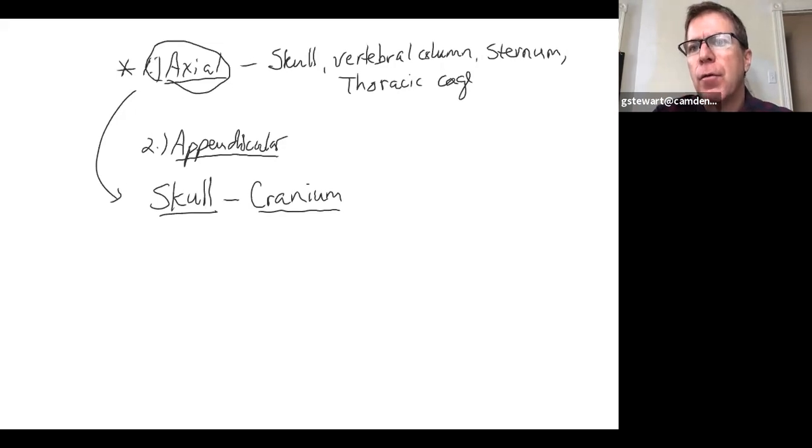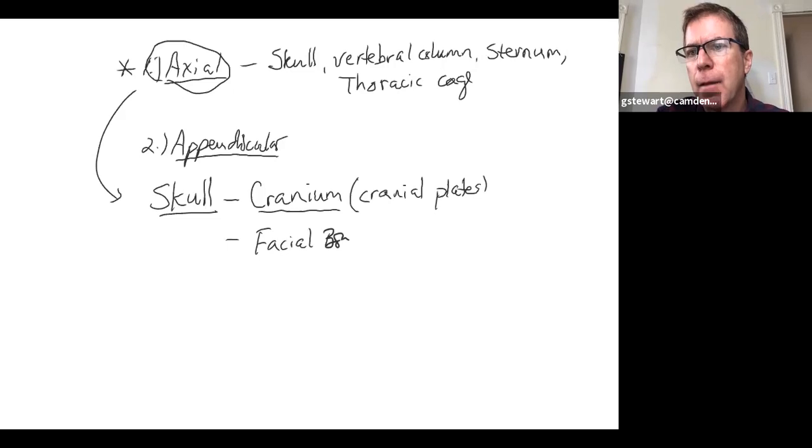And we sometimes call the bones that make up the cranium cranial plates. So if you hear me say the word plates, I'm referring to the flat bones that make up the majority of the cranium. The skull then is also comprised of facial bones. And just like the name of the category implies, it's bones that make up the face, the structure of the face. So the cranium, we'll start there.